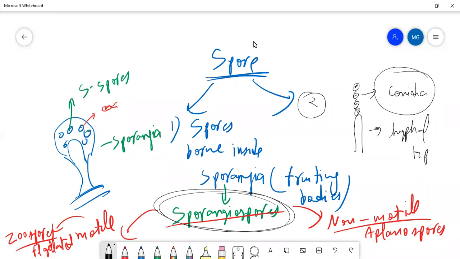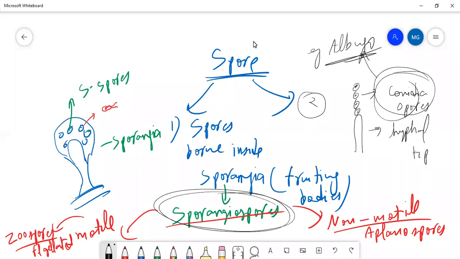जैसे मैंने कहा example, albugo, peronospora, albugo, mucor, क्या है सब? ठीक है? They all cut off spores at the tip of the hyphae. So we call them as conidia, or sometimes conidiospores. Conidia बोल लो चाहे conidiospores बोल लो. One and the same thing. ठीक है? So this should be very very clear.